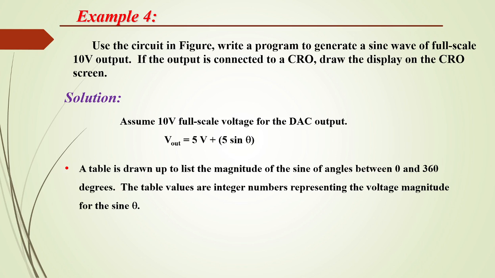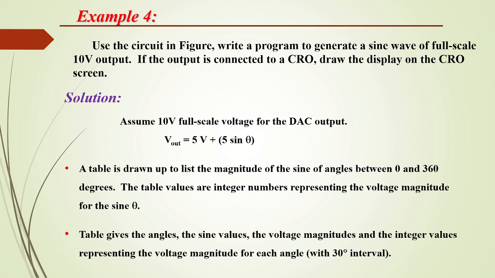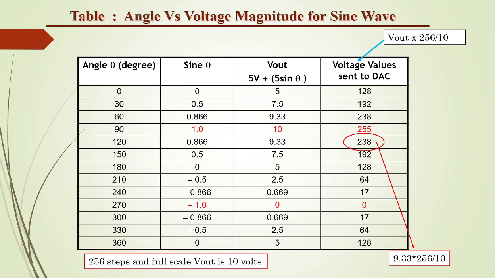So a table is drawn up to list the magnitude of the sine of angles between 0 and 360 degrees. The table values are integer numbers representing the voltage magnitude for the sine theta. The table gives the angles, the sine values, the voltage magnitudes, and the integer values representing the voltage magnitude for each angle with a 30-degree interval. So here is the table.